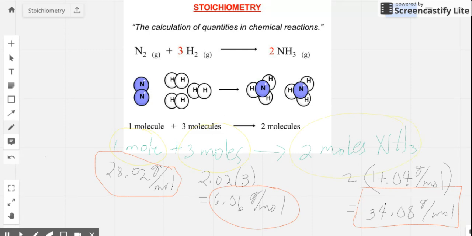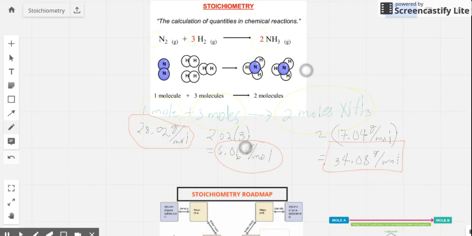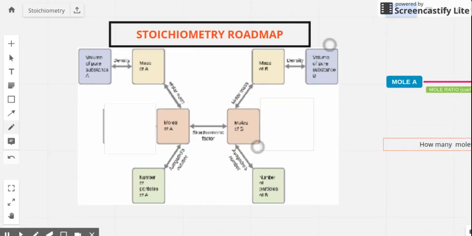So the coefficients represent the number of moles of that particular compound or molecule in your chemical equation. Why are these coefficients very important? Because these coefficients will be used later on for what we call the mole ratio. So every time you meet the term mole ratio, always remember that it comes from the coefficient before you write the chemical formula.